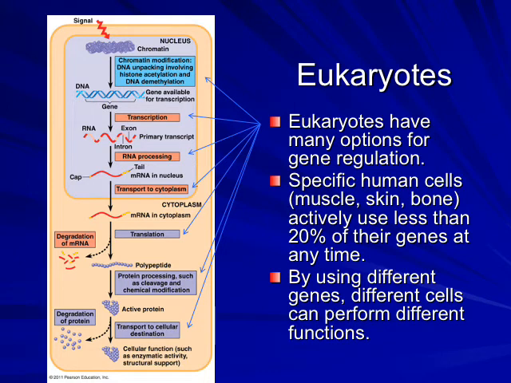So, as a summary, and this is found on page 368 of your books, eukaryotes have many options for gene regulation. Specific human cells, such as muscle, skin, and bone, actively use less than 20% of their genes at any time. By using different genes, different cells can perform different functions. And again, this is pictured on page 368 of your books.